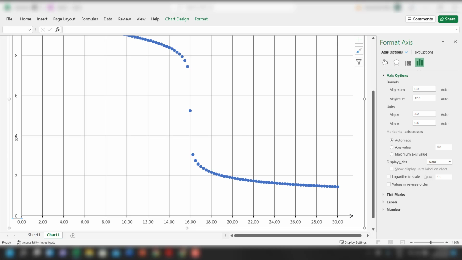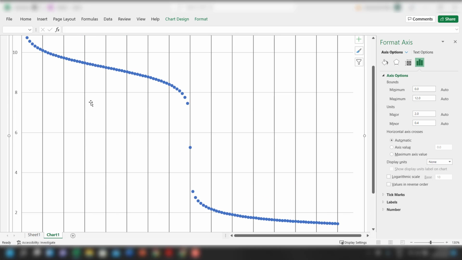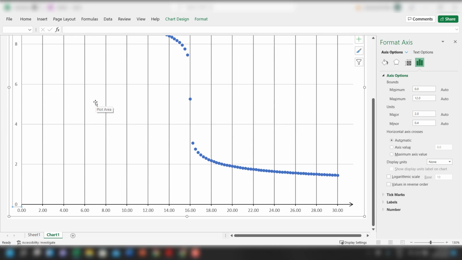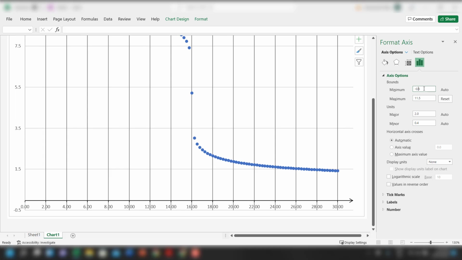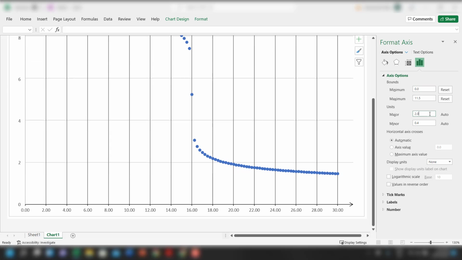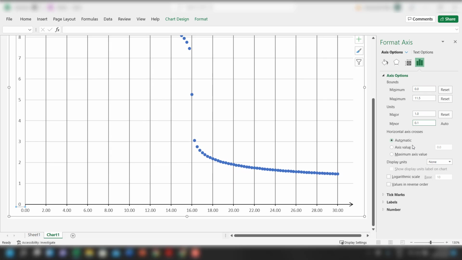Okay, then we try it for the major axis. So for the major axis, I think we go until 11.5. That's fine. Okay, then of course we start from 0. The major one, maybe we have 1 and then 0.1 for the minor. I think this makes a little bit more sense.